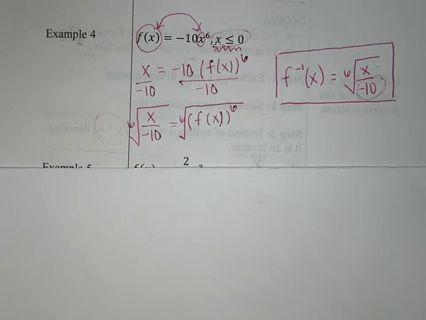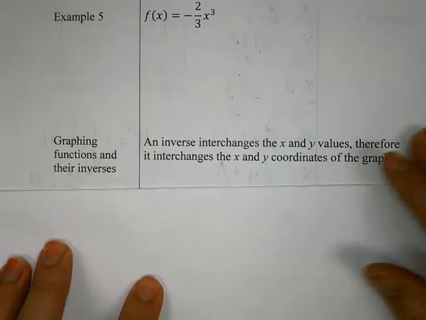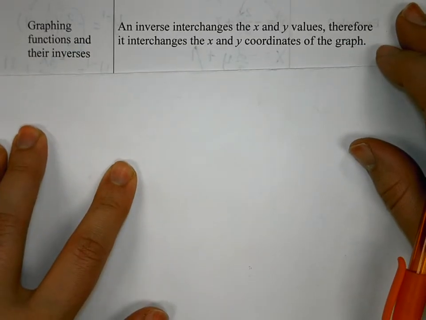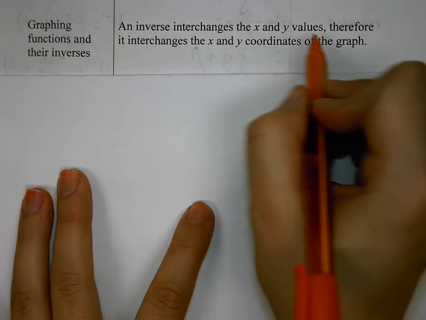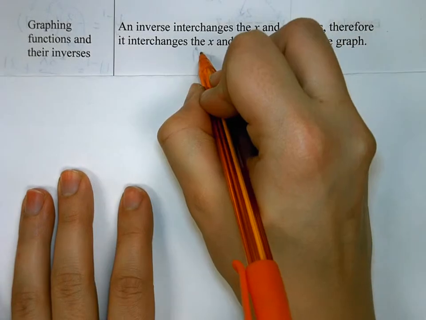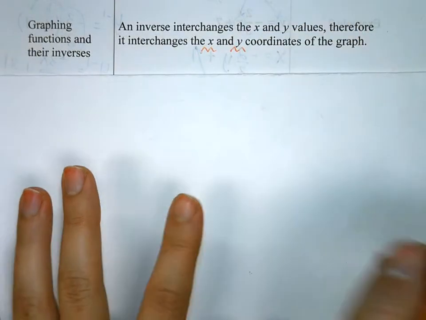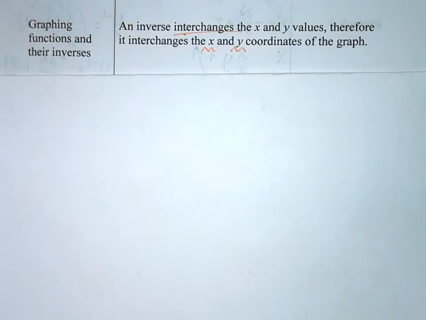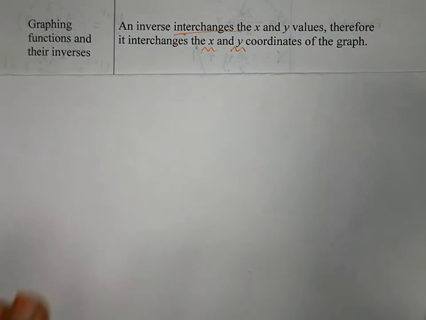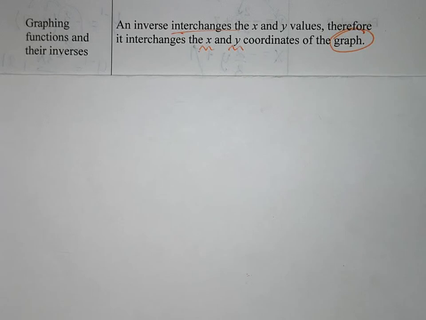We do have to look at graphs. We're going to talk about the graphs, and then we're going to do one graph together, and then we're done. So, when we are graphing these inverse functions, you remember how when we're doing it algebraically, we flip the x and the y? On the graph, it flips the x and y coordinates. Okay, so because the inverse changes the x and y values, it also changes the x and y coordinates of the graph.